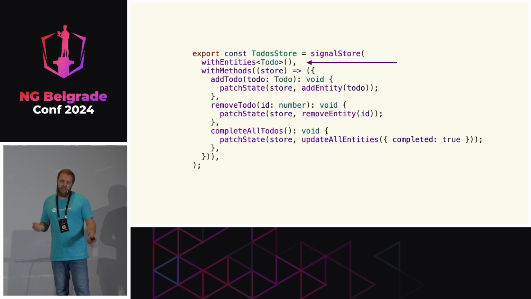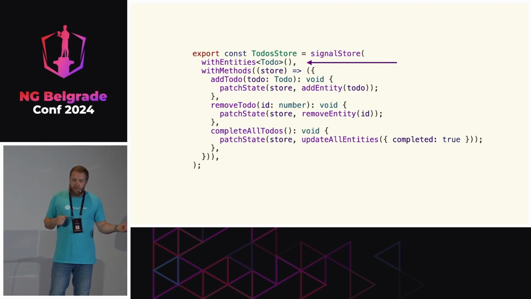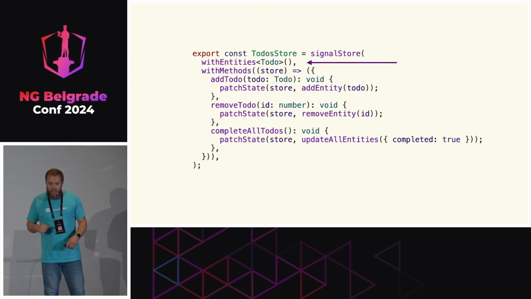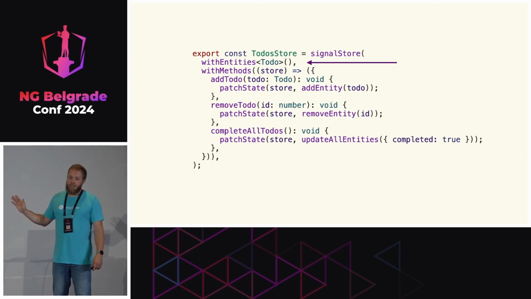And you can see here, if you want to add a to-do, we can just patch the state and add entity. Remove to-do, patch state with remove entity. And if we want to just complete all to-dos, well, we'll patch state and update all entities with completed true, for example.